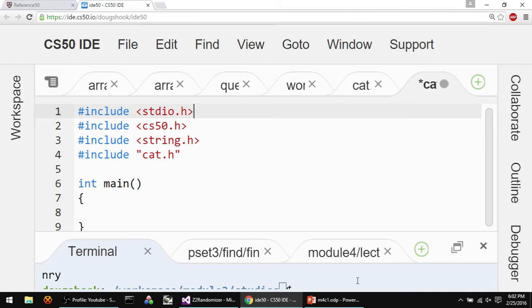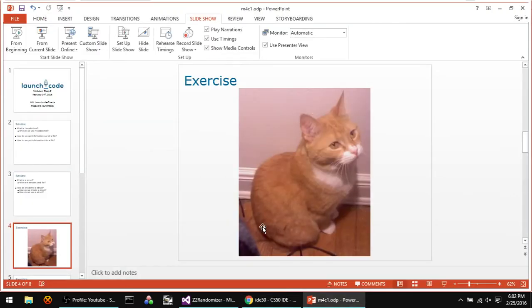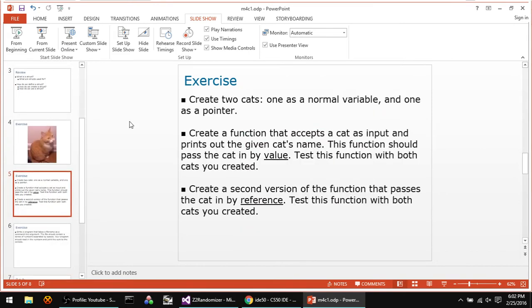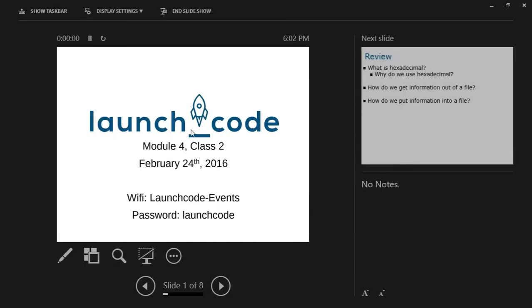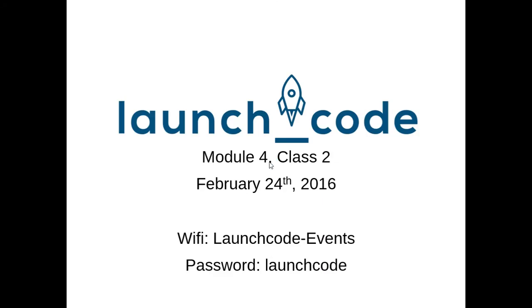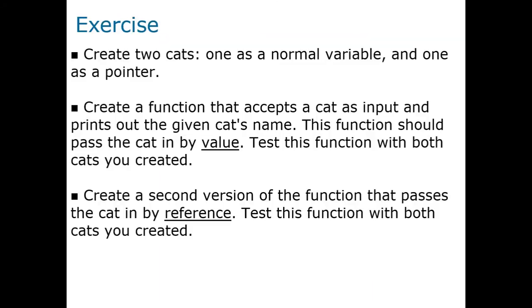All right, let's take a look and see what I've got next up on my list here to talk about. So I think I've got some exercises with some cats for us to take a peek at. So the first exercise wants us to create 2 cats. I want to create one cat just as a normal variable, and I want to create another one as a pointer to a cat structure, right? So I want to create 2 cats.